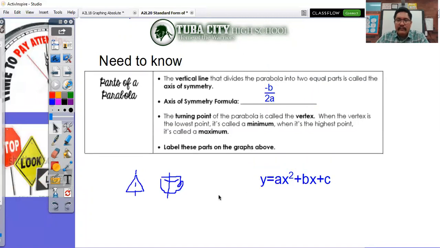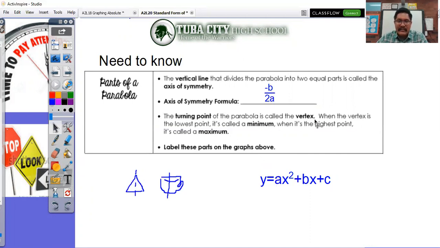This formula will have these points plugged into this part here. So whatever your b value is, your middle term, assuming it's in order, is going to be on top, made opposite, and then divided by double the a value, or the first term's coefficient. And I've already mentioned this part here, the vertex.